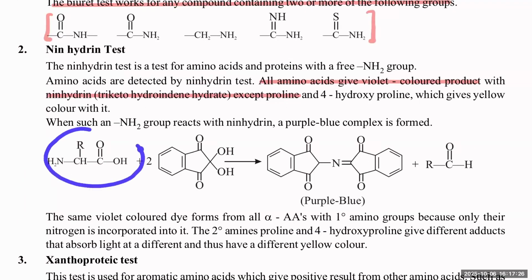Instead of primary amino acids, if you have a secondary amino acid like proline, it will give a yellow color instead. Instead of giving purple color, you will get yellow color. That's the difference. So ninhydrin is used for identifying any amino acid. But what is the condition? That it should have a free NH2 group. Correct?